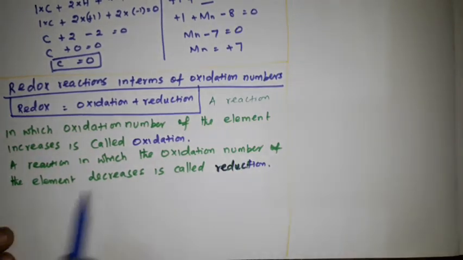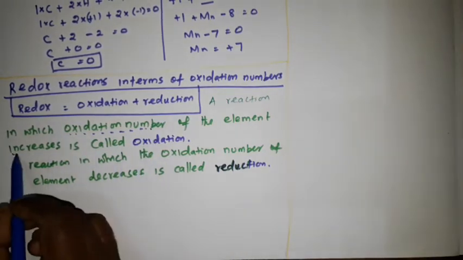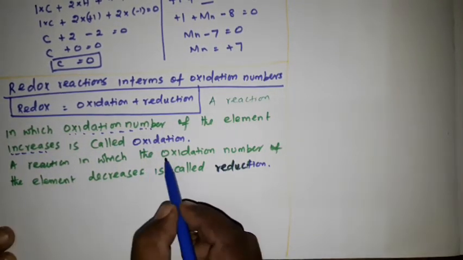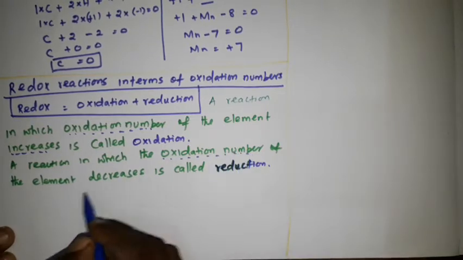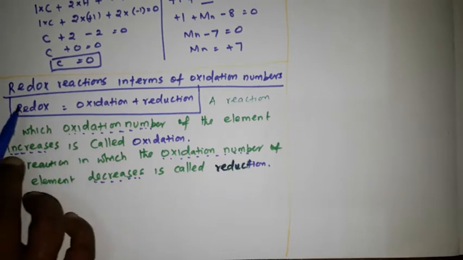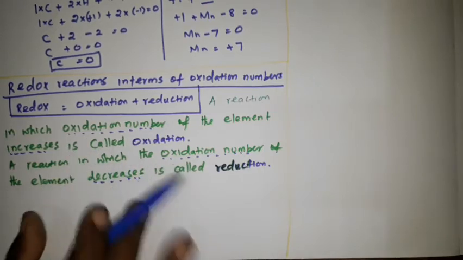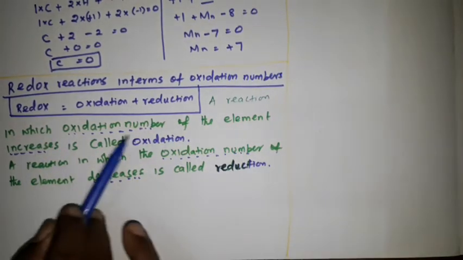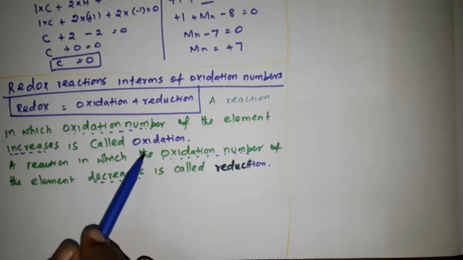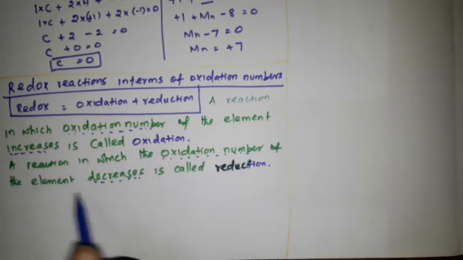Clear? So, if the oxidation number increases, that is called oxidation. If the oxidation number decreases, that is called reduction. That is the concept. So, redox reaction in terms of oxidation number. If the question comes, this is the meaning. A reaction in which oxidation number of the element increases, that is oxidation. A reaction in which oxidation number of the element decreases, that is called reduction. Clear? So, we will see the examples.